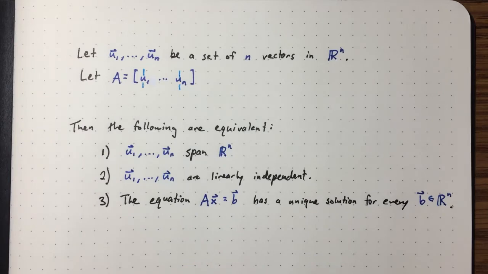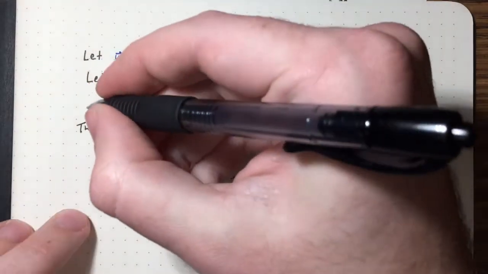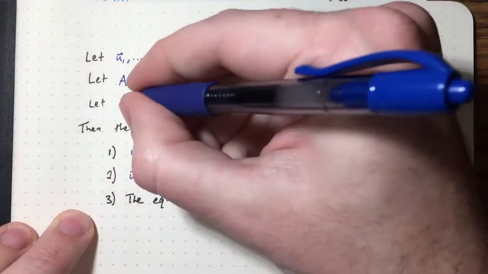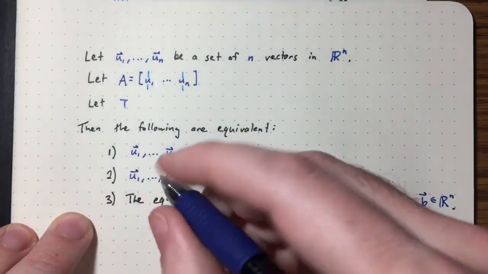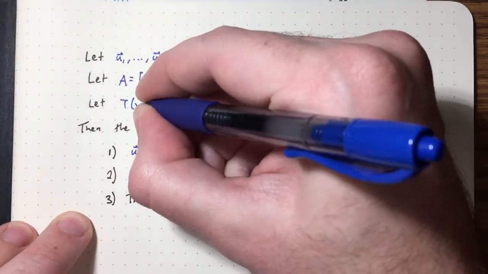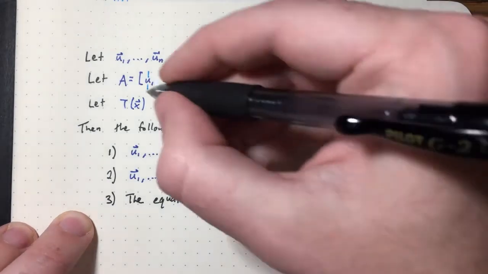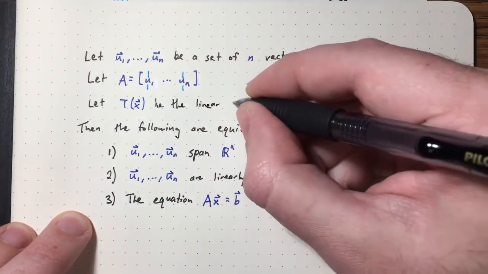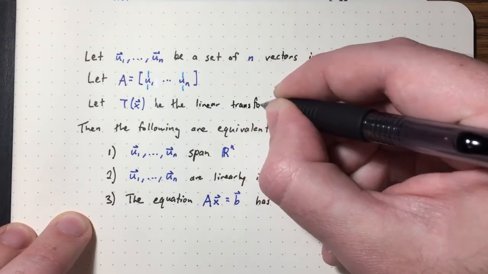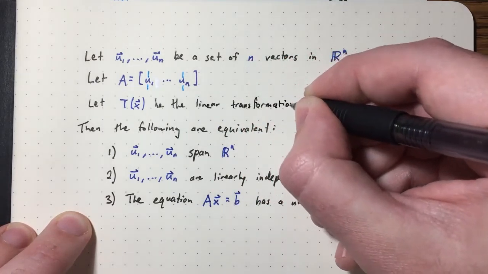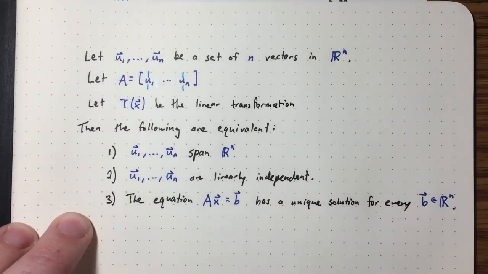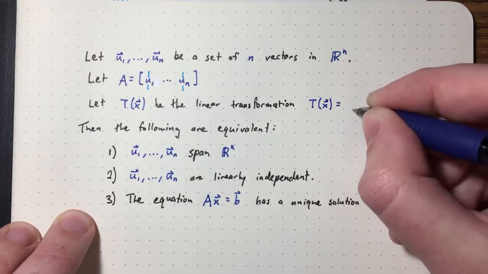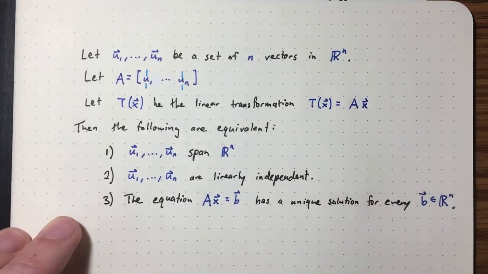But I think we can add some more to this. So here's what I want to add. We're going to define a linear transformation. And what do you think the linear transformation we're going to define is in this setup? So I'm going to let T of X be the linear transformation just defined by multiplication by this matrix. So T of X is going to be A times X. Okay.